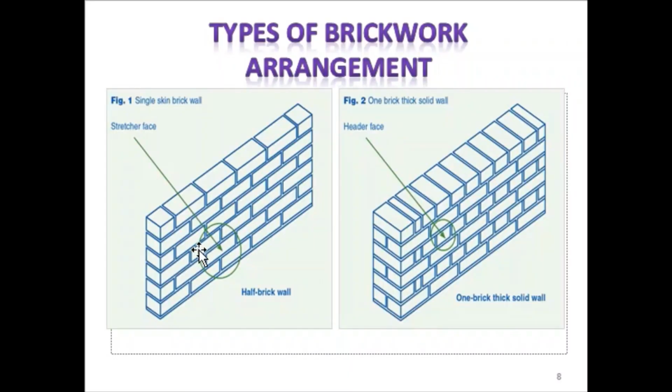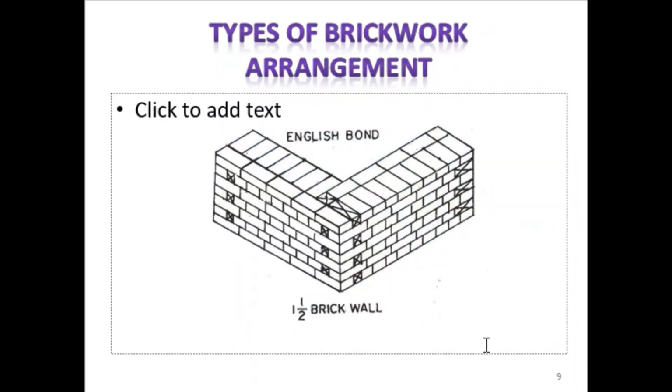These are the types of brickwork arrangement. If you see here, this is just a single brick, the way you arrange it. So we call it a half brick wall. On the other side is a 1 brick thick wall because of the way you arrange it, the header face is towards here and the stretcher face is facing here. So it's actually in accordance with the way you arrange your brickwork. That's why you call this side half brick, or you can arrange it as a 1.5 brick wall.